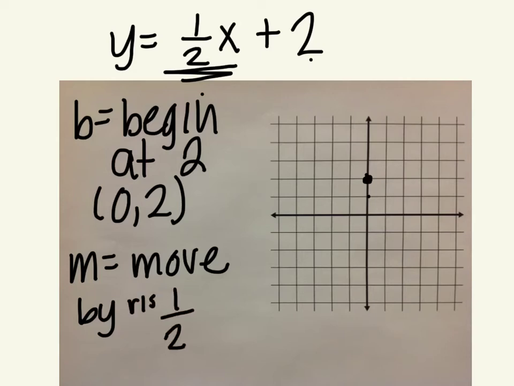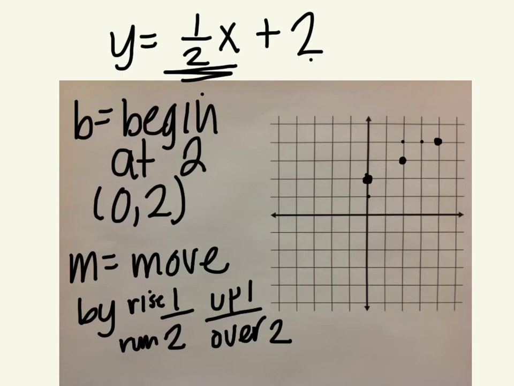My rise is 1, my run is 2, so that means I'm going to go up 1 and over to the right 2. So from this point right here, I'm going to go up 1, 2. Oh, no, just kidding. My rise is 1, so I'm going to go up 1 and to the right 2. And I'm going to put my dot right there. From there, I'm going to go up 1, go over 2, put my dot.